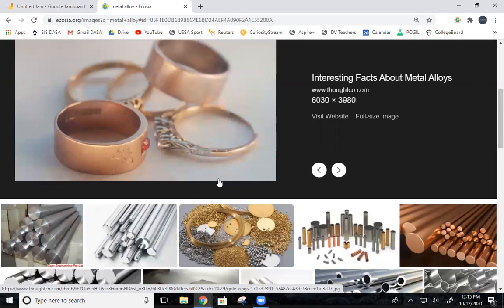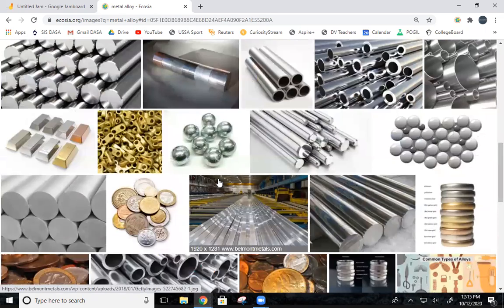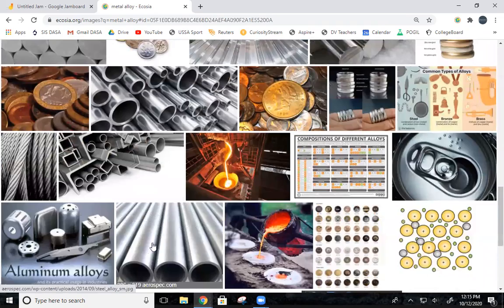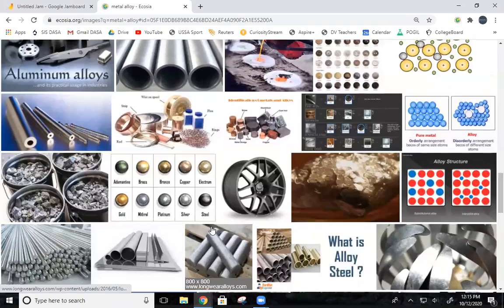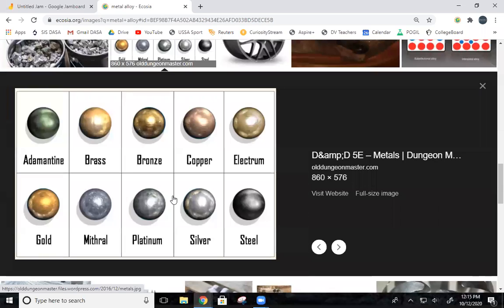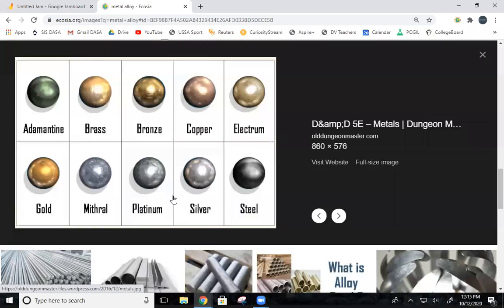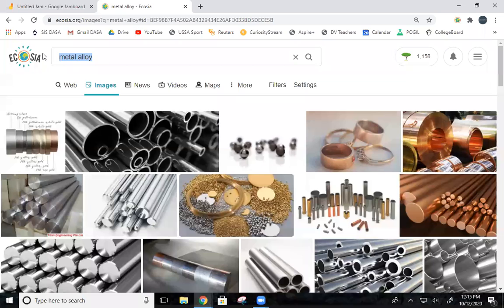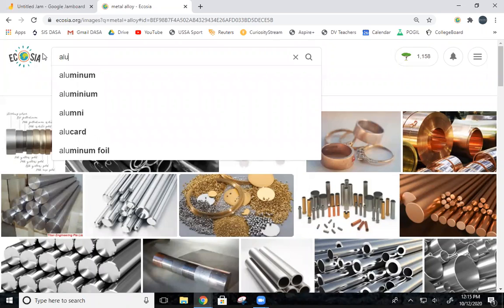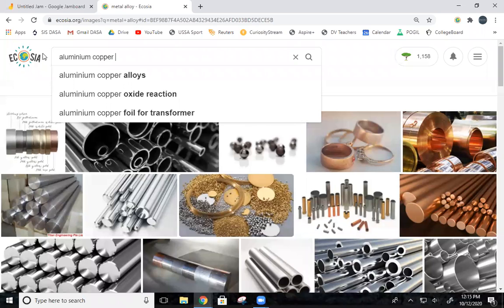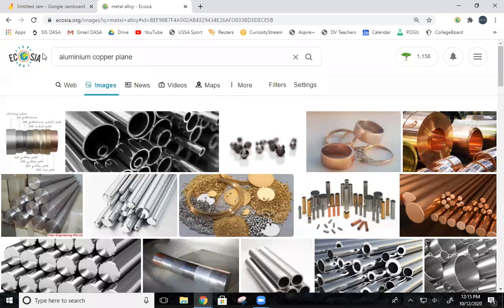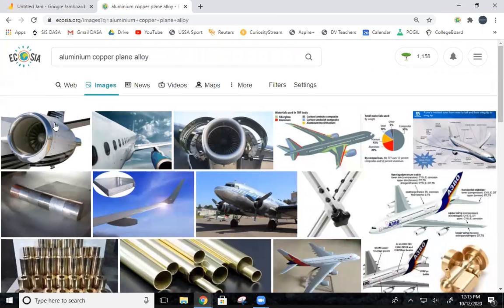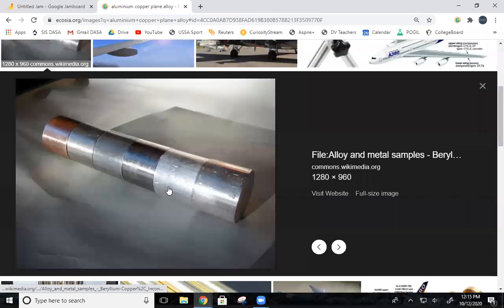Just use a dot. Here, in World War II, they had a really cool alloy. It was mostly aluminum, but with a high concentration of copper. So you can look at aluminum, copper, World War II alloy. Yeah, they used it in their planes. Copper, plane, alloy. This is cool.